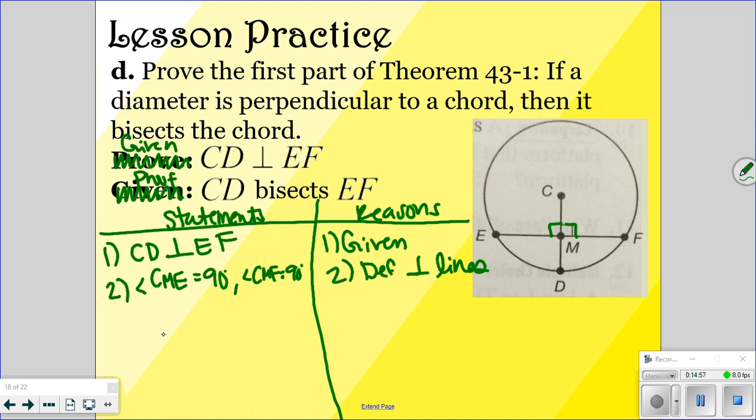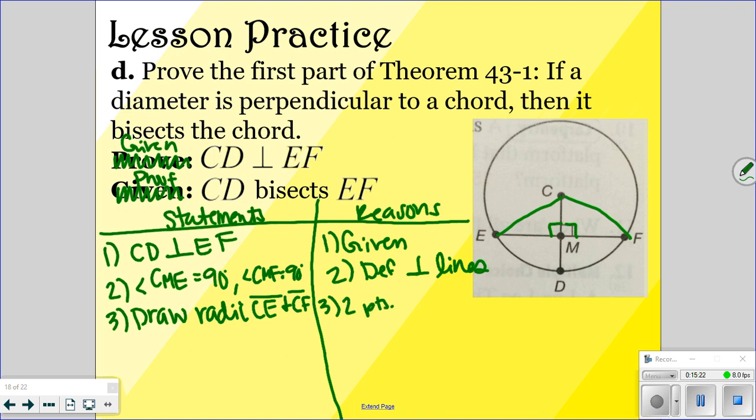Then we're going to draw your radii, CE and CF, so that we can make some triangles here. And the reasoning there that we can just draw them in is that 2 points determine a line. You could also say any 2 points are collinear. That would work as well.